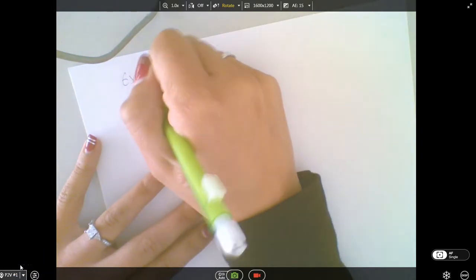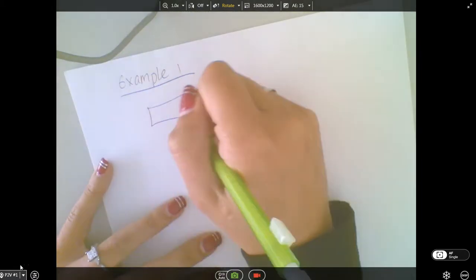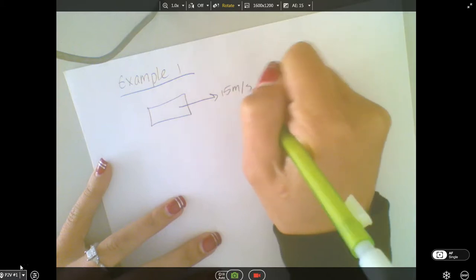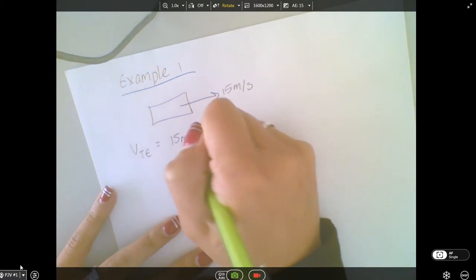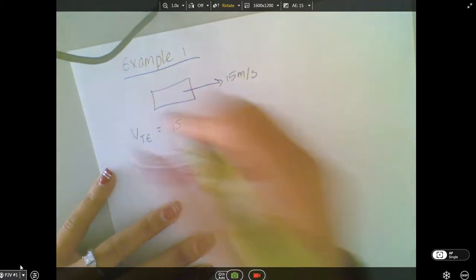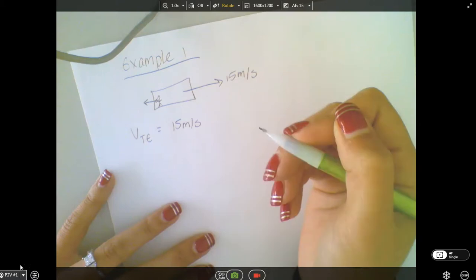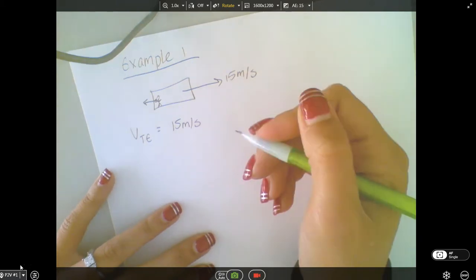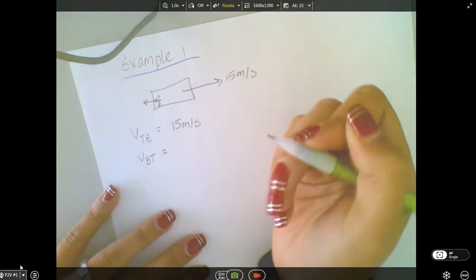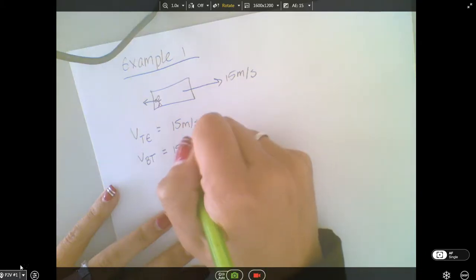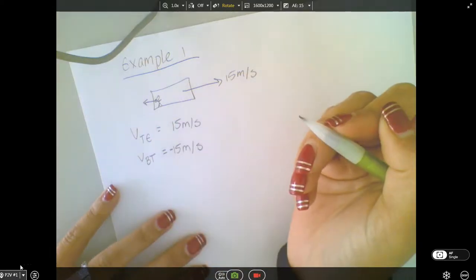Okay, so it said that the train was moving with a velocity of 15 meters per second relative to Earth. So the velocity of the train relative to Earth, and I made it to the right, so I'm going to make mine positive. Then it said that there was a little person on the back of the train, and they pitched a baseball in the opposite direction of the motion of the train, but at the same speed of 15 meters per second. So the velocity of the baseball relative to the train was 15 meters per second in the opposite direction, so we're going to need a negative sign there.